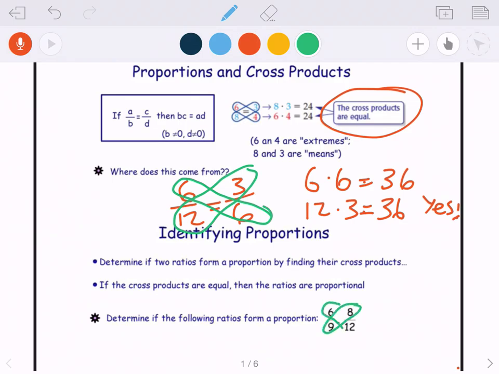So if you want to draw in your little butterfly wings, that tells us 6 times 12 and 9 times 8. Now both of those are going to equal 72. So yes, those fractions are proportions. They are equal fractions, and we know that because we took the cross products.